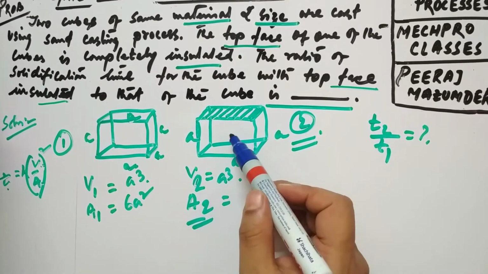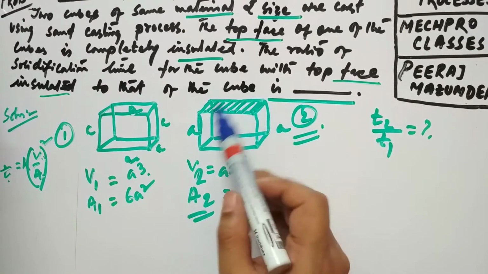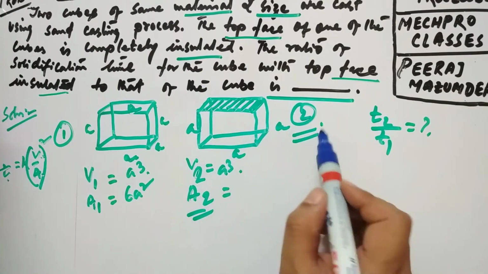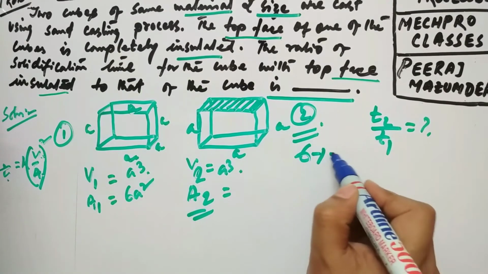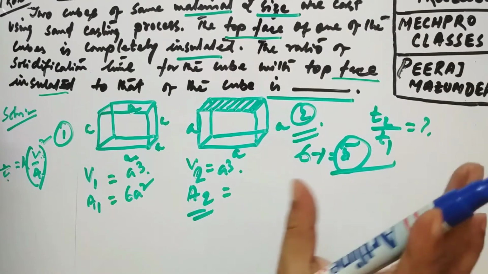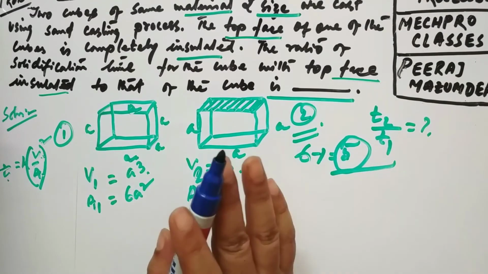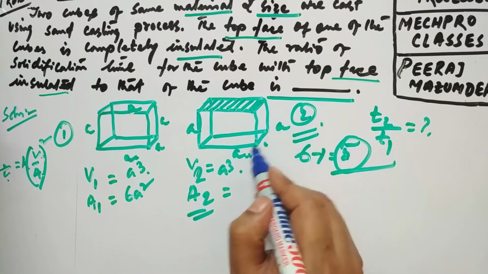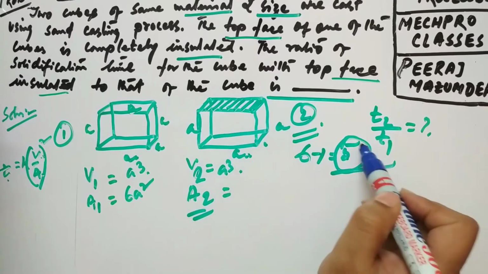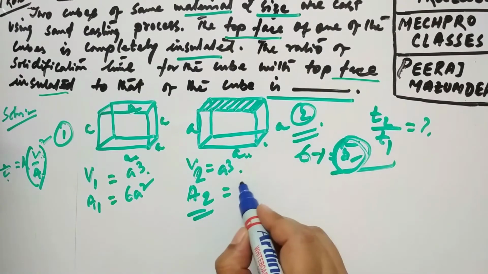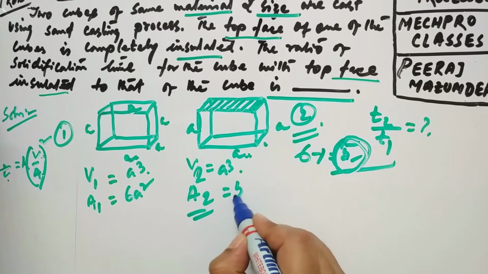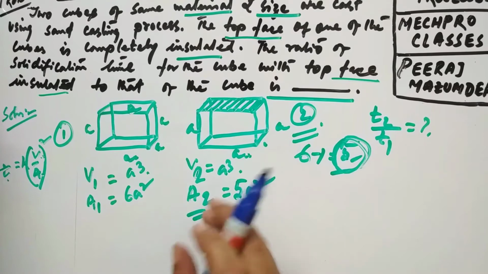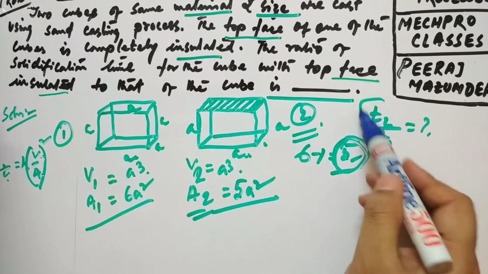what will be the surface area for this top face insulated cube? Look, one side is insulated, so total sides is 6, one side is insulated, which will give you ultimately 5 sides. You understand? Now we are having A square surface area for each surface. Now for 5 surfaces, the total surface area of this particular cube that is insulated, we are having 5A square. You are getting my point? Okay. Now simple, if you find this one and this one, then this one is very easy.